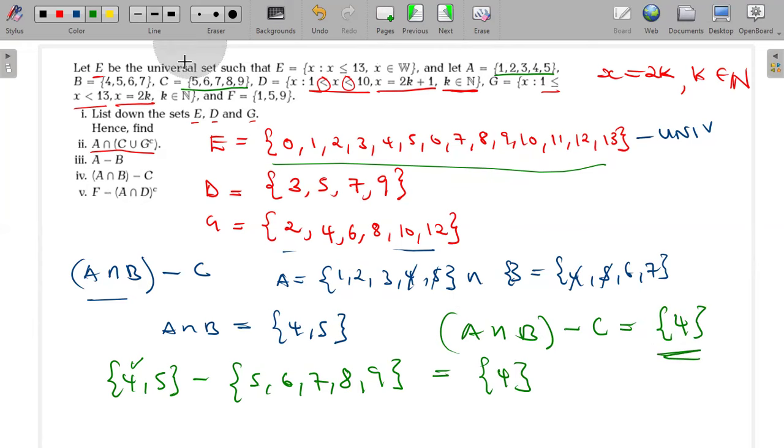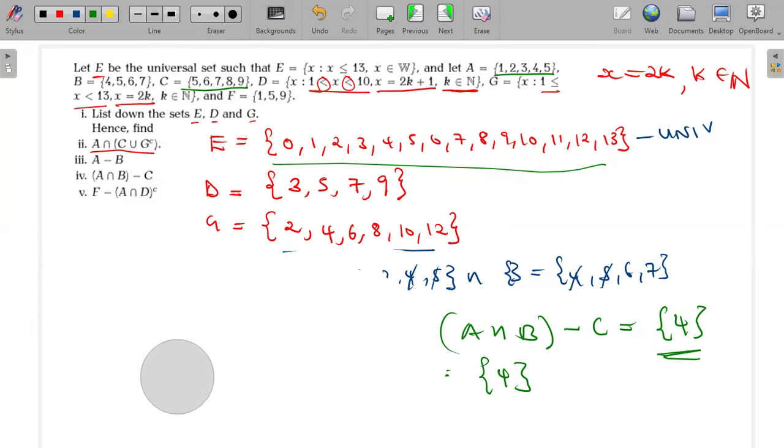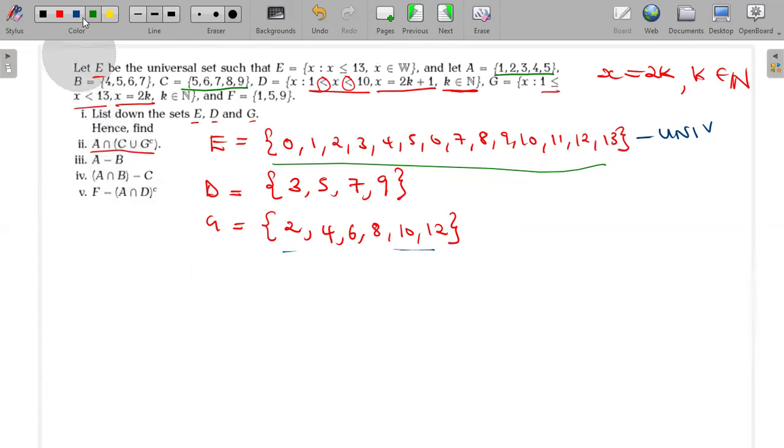All right, let's do the last one here. So last there we have F, and then set difference, you have A intersect D complement. But before we do that, we need to find A intersect D. You know, math is so fun. You just have to do it step by step. So A intersect D, that's what you get first.